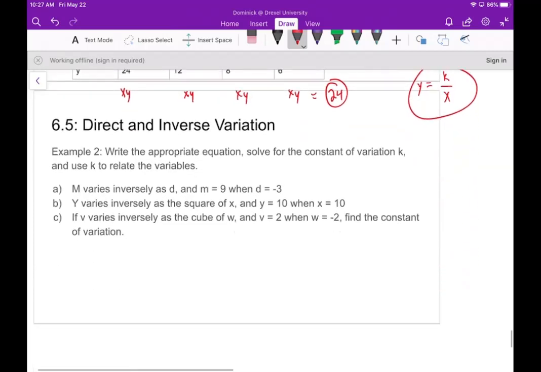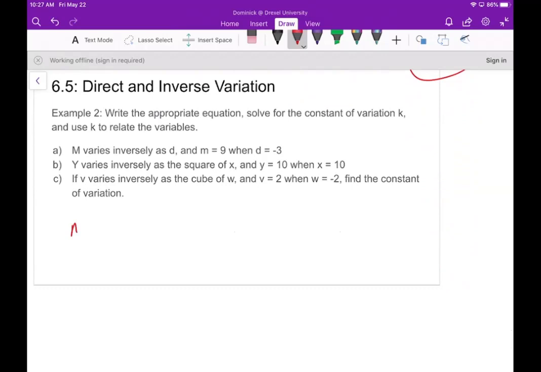Okay, so let's go ahead and take a look. If we have that m varies inversely as d, that means that m equals k over d. And then we're told that m is 9 when d is equal to -3. So first, let's plug in and we'll find k. We get that 9 is equal to k over -3, which once we multiply will give us k equals -27. So once we have that, we can say that our equation is m equals -27 over d.